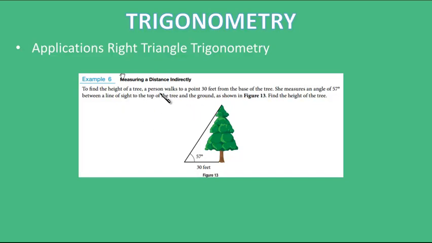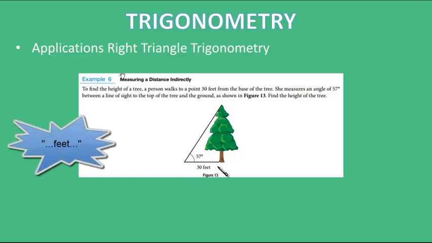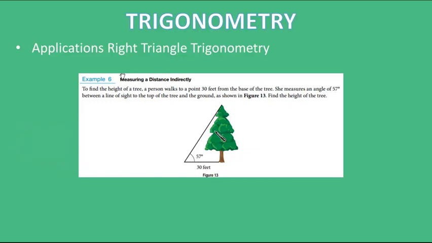It says, to find the height of a tree, a person walks to a point 30 meters from the base, and then she measures an angle of 57 degrees between the line of sight to the top of the tree and the ground. So this is 57 degrees. Find the height of the tree. Let's suppose this height is some distance h. So how can we find this height?